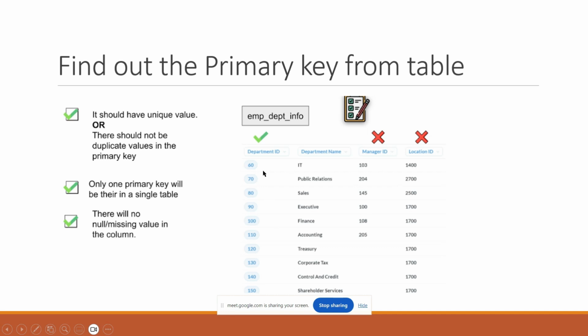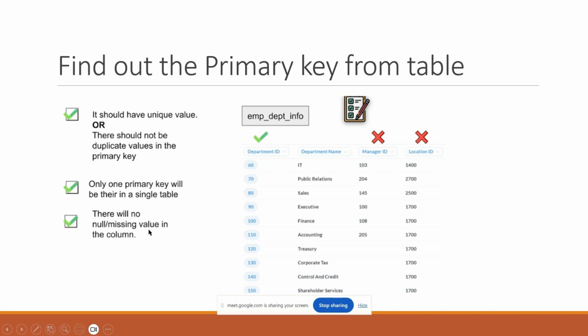Unique values means there should be no duplication. Here in the department ID, if you can see, we don't have any duplication, no duplicate values here. But in the location ID you can see that we have duplicates. 1700 is repeating here, so we can't consider location ID as a primary key, right? Now only one primary key will be there in a single table, which I have already told you.